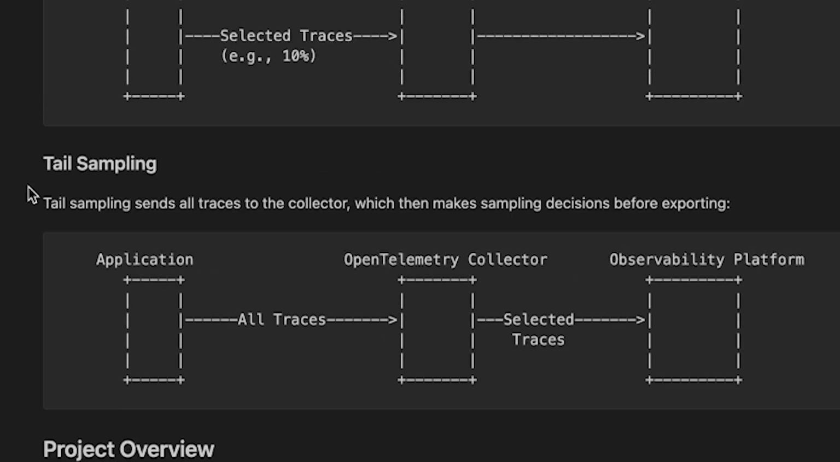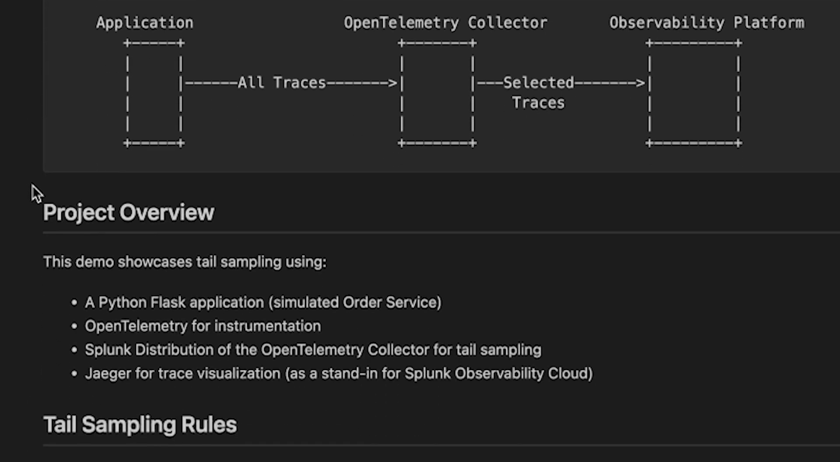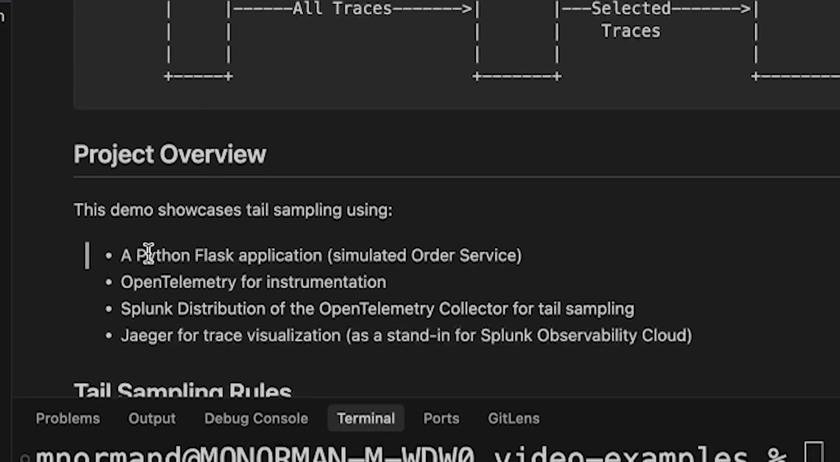Let's quickly review the project structure for this demo. I created a very simple Python Flask application that simulates an order service, and it has a single endpoint. I'm also using the Splunk distribution of the OpenTelemetry Collector. And for this demo configuration, I'll be using Splunk Observability Cloud as the backend.